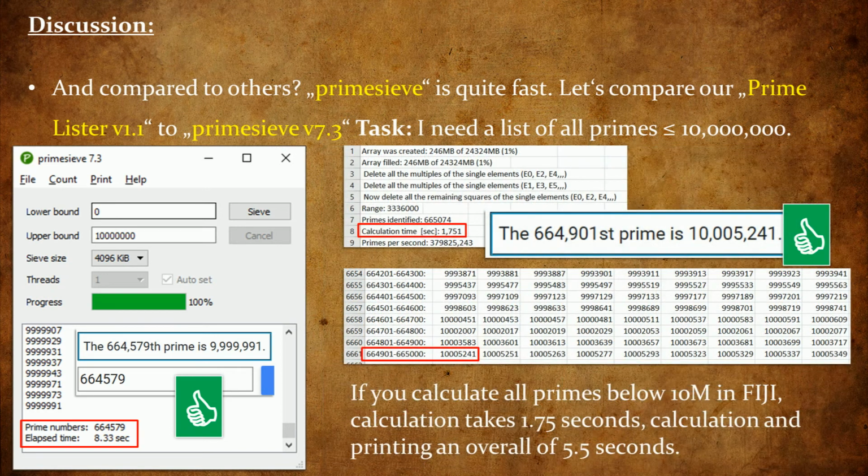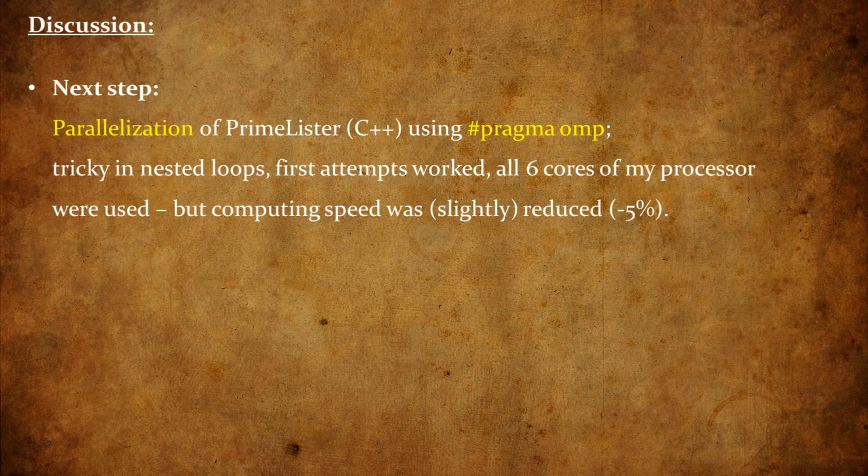On the other hand, if you calculate and screen print the same task with FIJI, it takes an overall of 5.5 seconds. So whatever. What is the next step? That's clearly the parallelization of PrimeLister using Pragma. That's a little bit tricky in nested loops. The first attempts worked. All 6 cores of my processor were used, resulting in a 5% decrease of my speed. So I'm working on it.